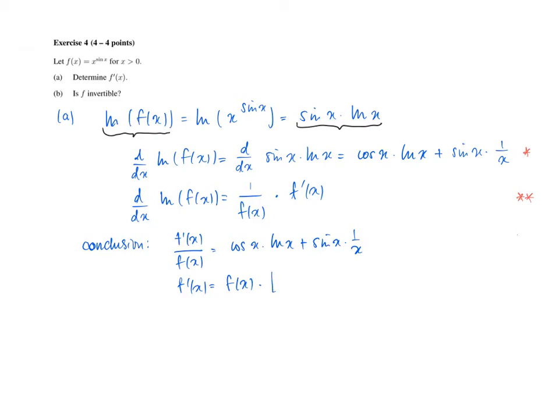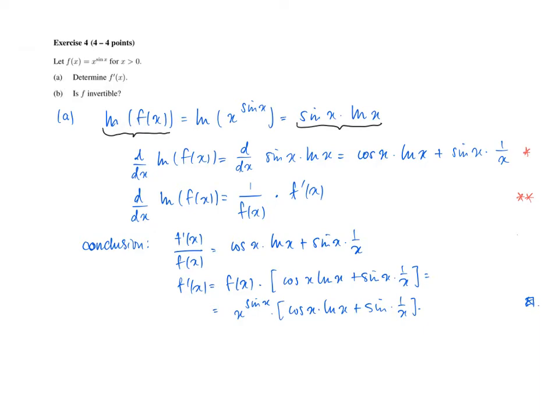equals f(x) times the cosine x ln x plus sine x times 1 over x, which equals x to the power sine of x times the cosine of x ln x plus the sine of x times 1 over x. That's question A.